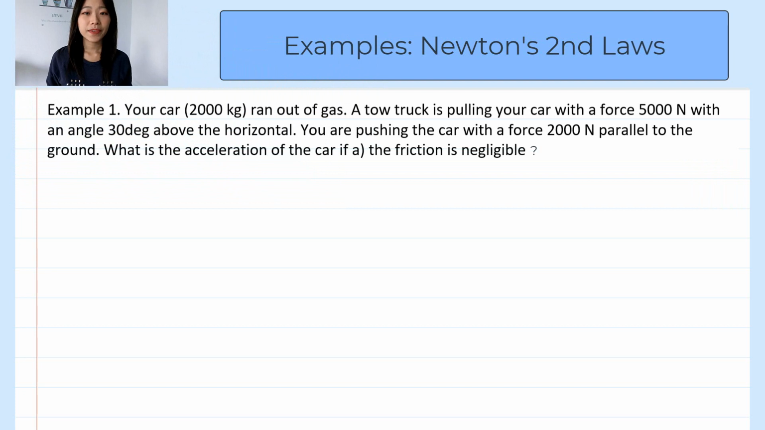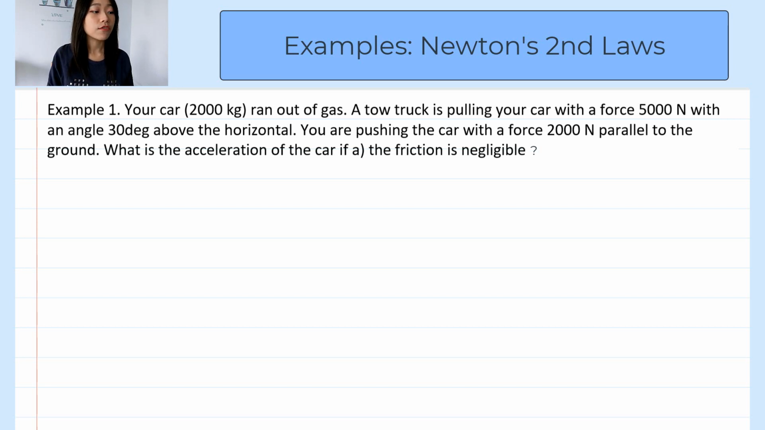The first one: suppose your car ran out of gas and the mass of your car is 2,000 kilograms. Then a tow truck is pulling your car with a force of 5,000 newtons at an angle of 30 degrees above the horizontal. And you are pushing the car from the back with a force of 2,000 newtons, and the force is parallel to the ground. We want to find the acceleration of the car if the friction is negligible.